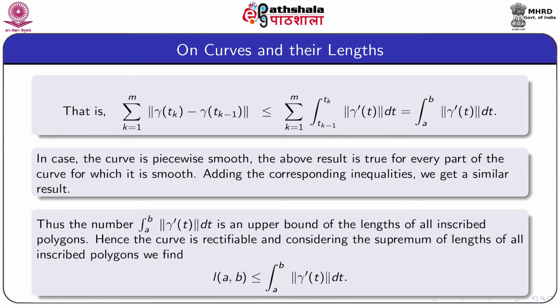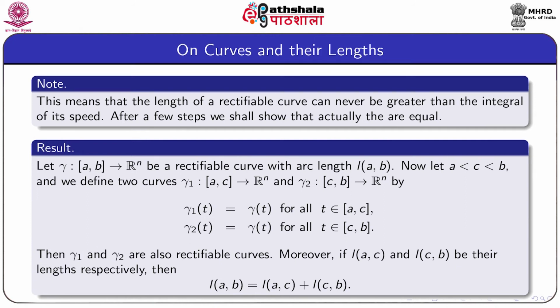Thus, we find that the number integral a to b of norm of gamma dash t dt is an upper bound of the lengths of all inscribed polygons. As a result, the curve is rectifiable and we have L_AB less than or equal to integral a to b of norm of gamma dash t dt. Note: this means that the length of a rectifiable curve can never be greater than the integral of its speed. After a few steps, we shall show that actually they are equal.